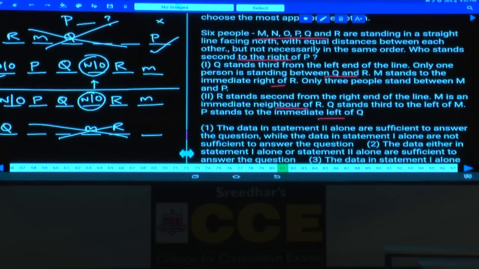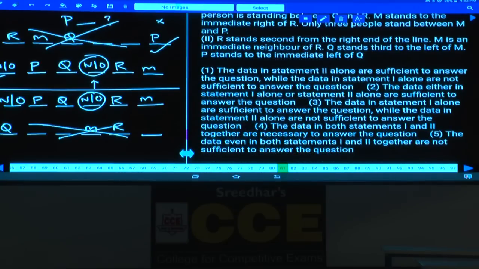By combining these two also, even both the statements are not sufficient to determine the answer, that is given in choice 5. The data in both the statements 1 and 2 together are not sufficient. That is choice 5 is the answer. Clear now? Now this is about question number 81.